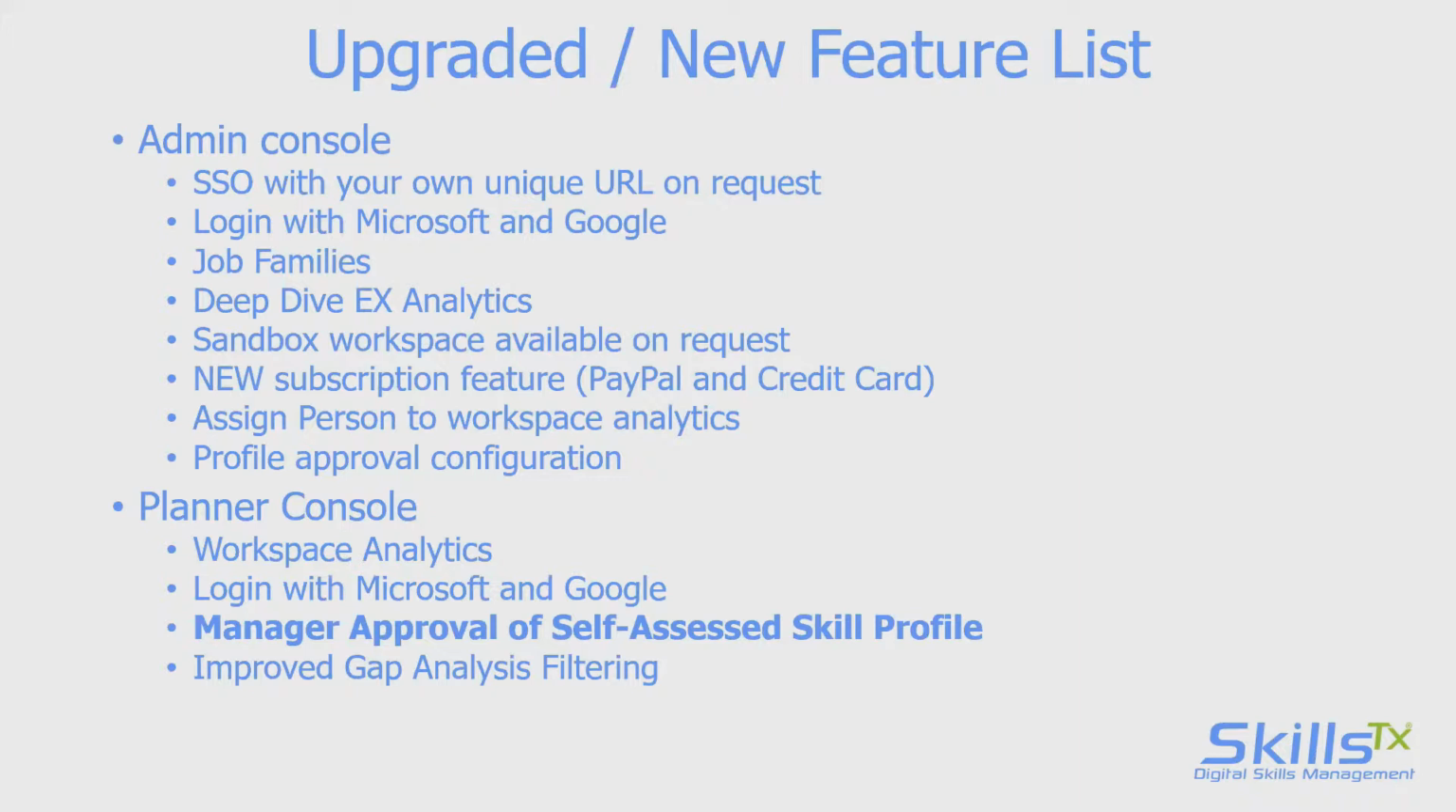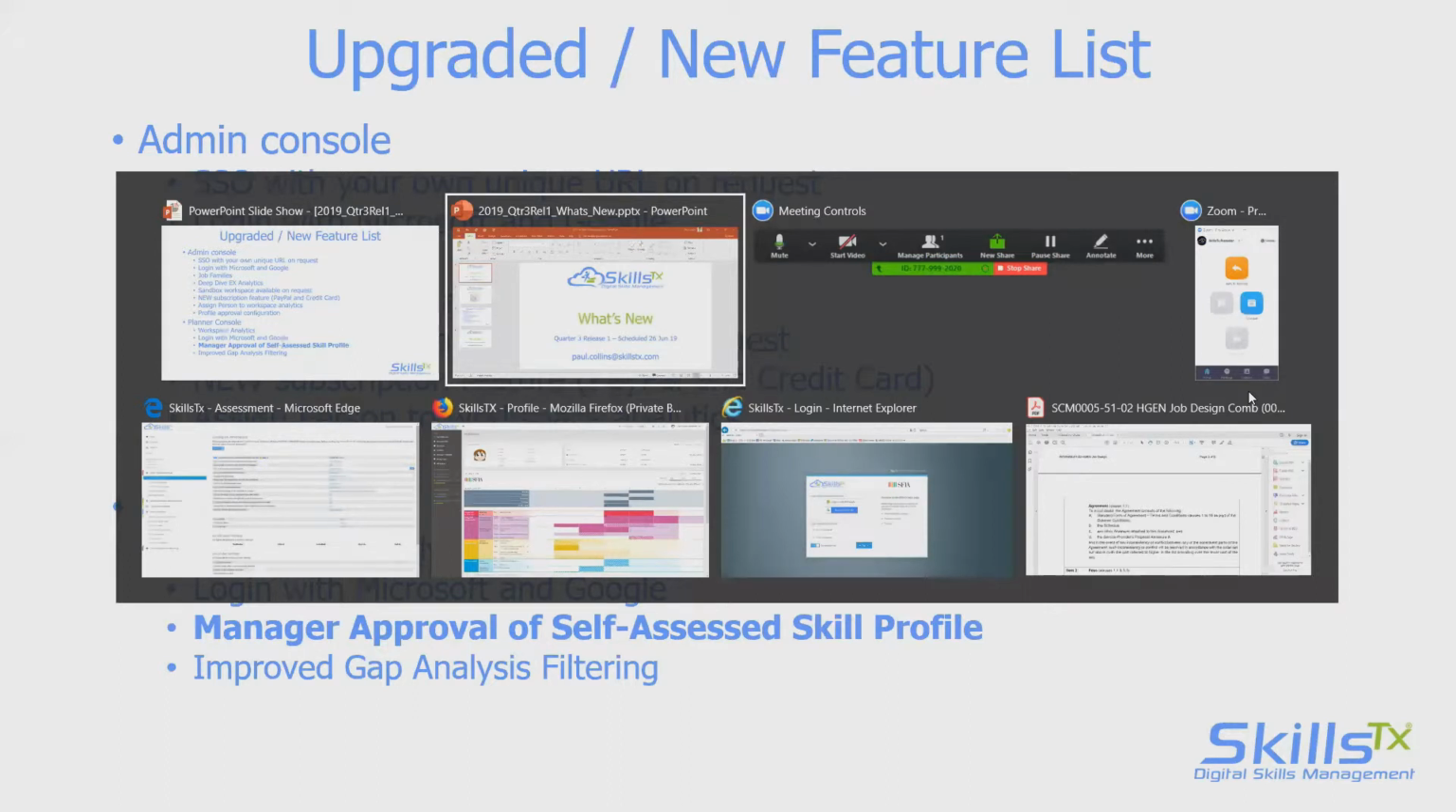So from the planner point of view, obviously, we've got the ability for some people to see the workspace analytics rather than just their team. Again, log in with Google added to that, and then the ability for a manager or a team leader to approve someone's self-assessed skill profile. We'll show you what that looks like, and some improved filtering on the analytics. So let's dive straight in. We'll go into the admin console to start.